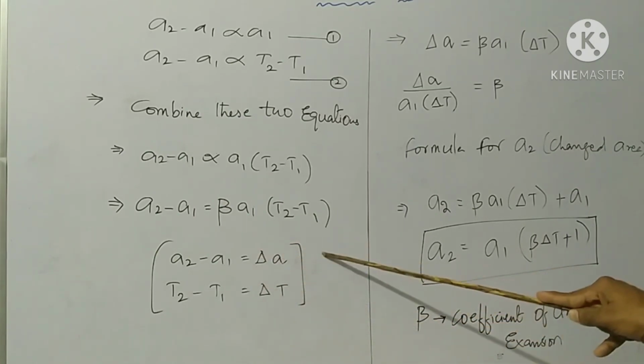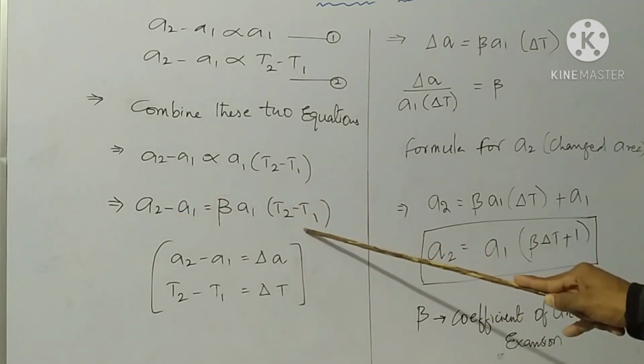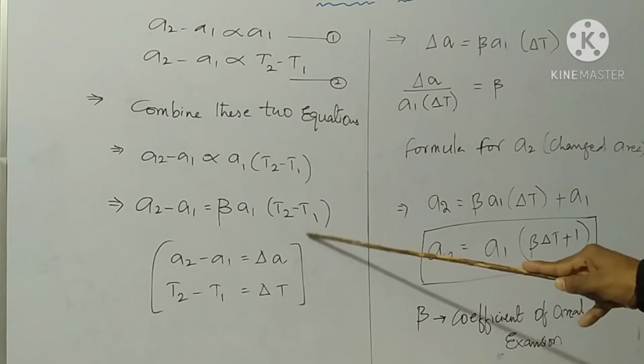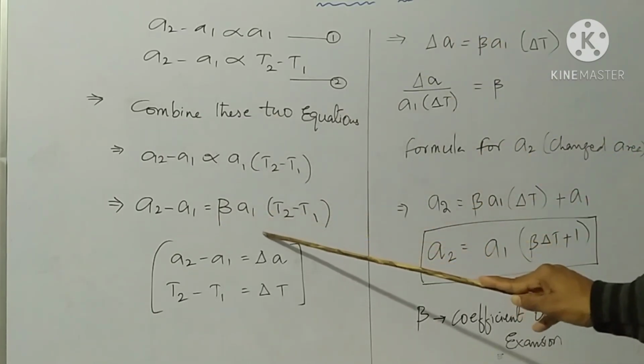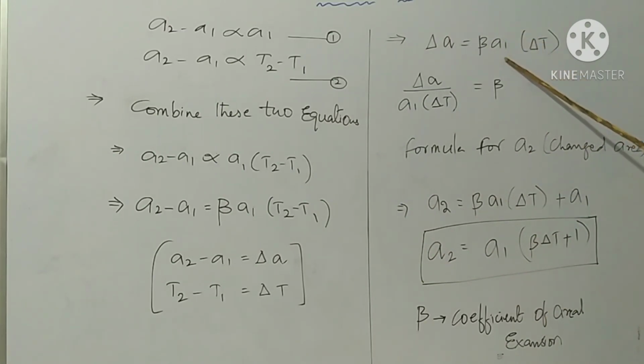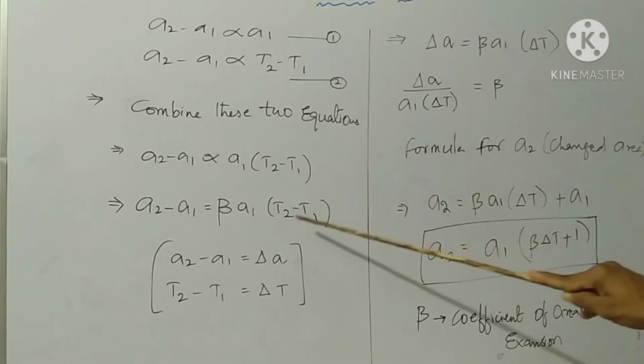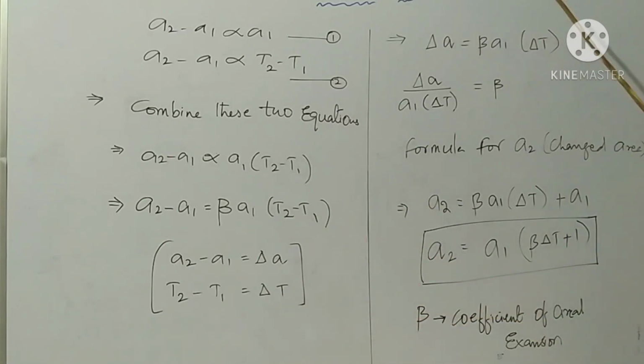Substitute these instead of A2 minus A1 and T2 minus T1. So our equation becomes delta A is equal to beta into A1, the initial area, into the temperature change delta T. Transposing these terms, beta is equal to the change in area delta A divided by A1 into delta T, the temperature change.